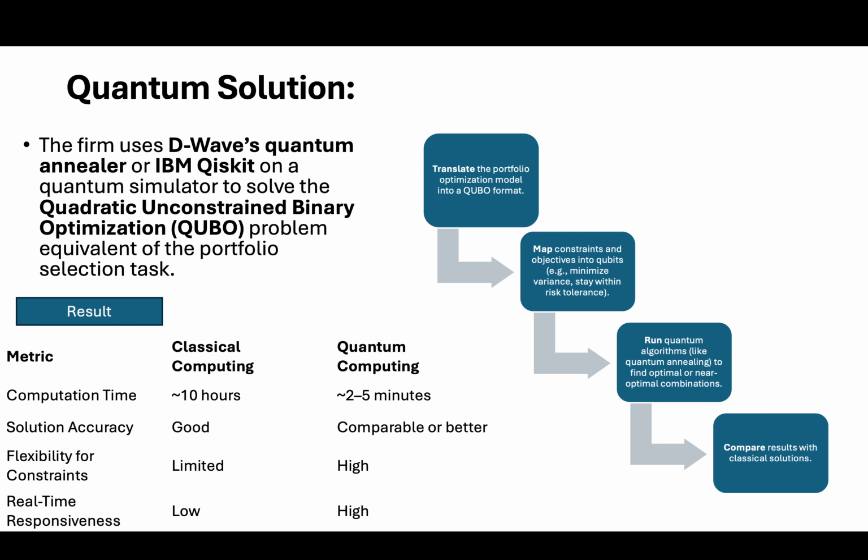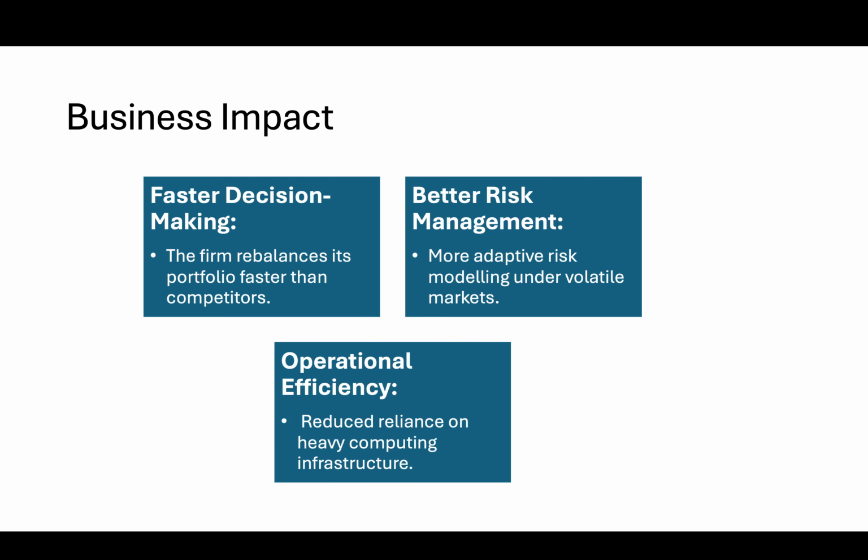That's the solution part. Then let's look at the business impact. Faster decision making: the firm rebalances its portfolios faster than competitors. Then better risk management, more adaptive risk modeling under volatile markets. Operational efficiency: reduced reliance on heavy computing infrastructure.